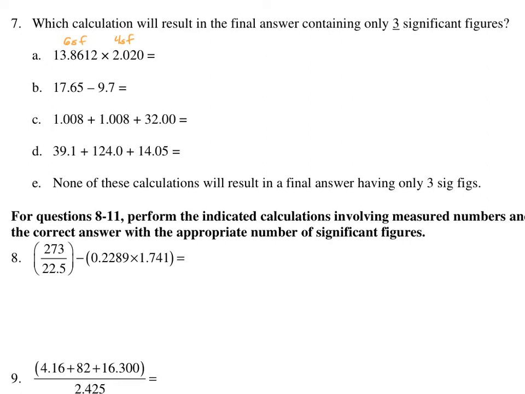If we review our rules, we'll see each of these zeros count as significant. First, because it's captive, and the second 0 is significant because it's a trailing 0 in a number with a decimal point. Our answer would contain 4 sig figs, so it's not a correct choice.